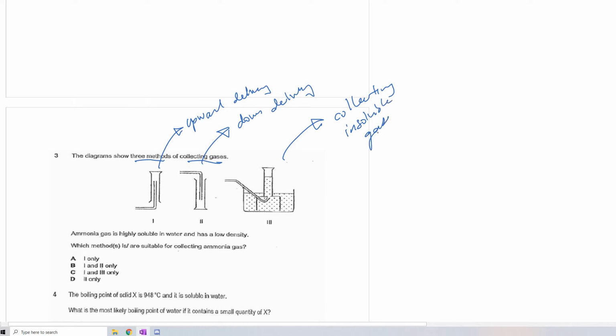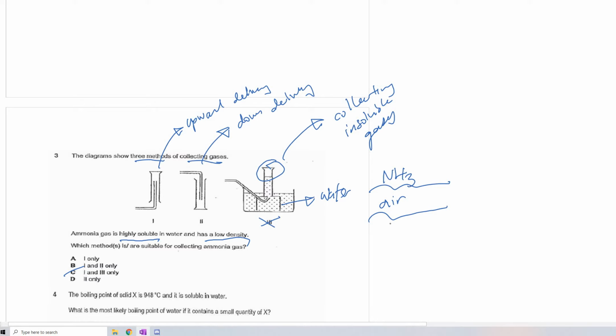Ammonia is highly soluble in water. So straight away we know that option 3 cannot be the answer because ammonia will dissolve in water. So it will not be collected over here. Straight away option C is incorrect. So ammonia is highly soluble in water and has a low density. So if it has a low density, it will be situated above air. So this is air, so ammonia will be floating above air.